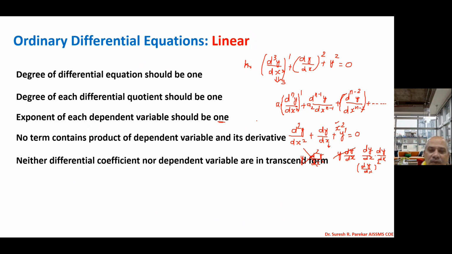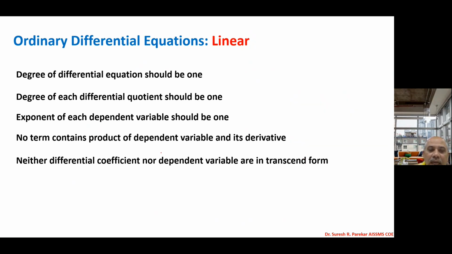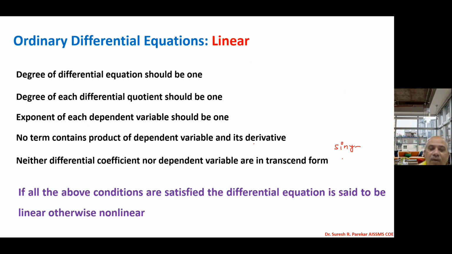Then neither the differential coefficient nor the dependent variable is in transcendental form, meaning it should not be sine of y. If y is the dependent variable, it should not have tan of y. Likewise, if we have such terms, then that will be non-linear. If all the above conditions are satisfied, then it is said to be linear. And if any one of the conditions is not satisfied, then I will say it is a non-linear ordinary differential equation.